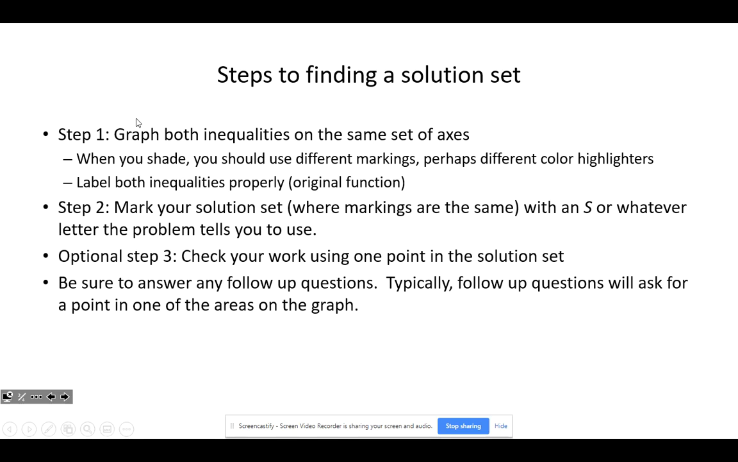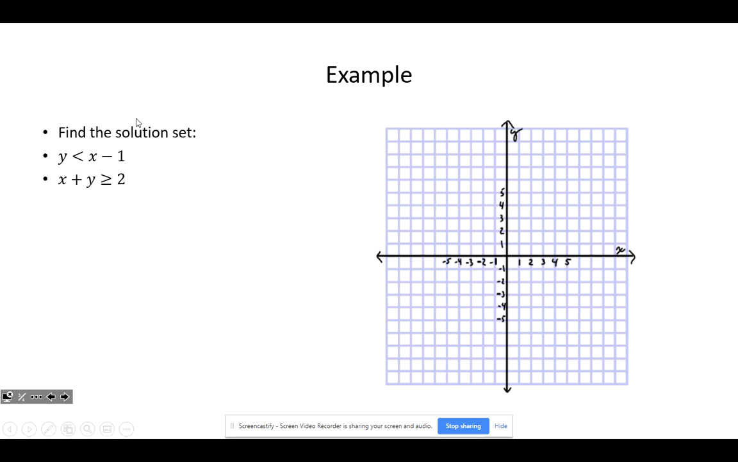Let's take a look at some examples. The first one will be a guided example. Let's find the solution set to those two inequalities. Pause the video at this point to give yourself a chance to set up graph paper. Then you may press play again to see how it's done.